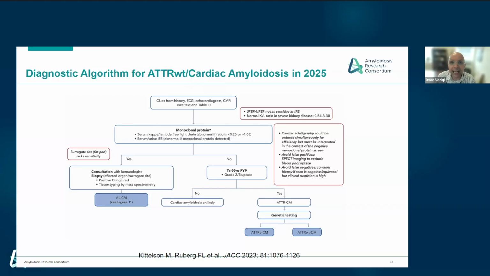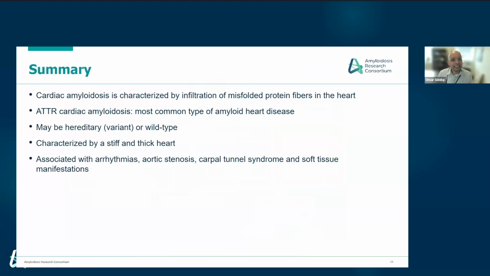If they do not have a light chain disorder, if they do not have a monoclonal protein, and we know the patient does not have AL, then we go down this pyrophosphate scan, PYP scan, the nuclear medicine scan, and this tells us if they have amyloid, ATTR amyloid or not. And then we go from there and we perform genetic testing and we try to see if they have genetically normal or abnormal protein. So in summary, cardiac amyloidosis is not one disease.